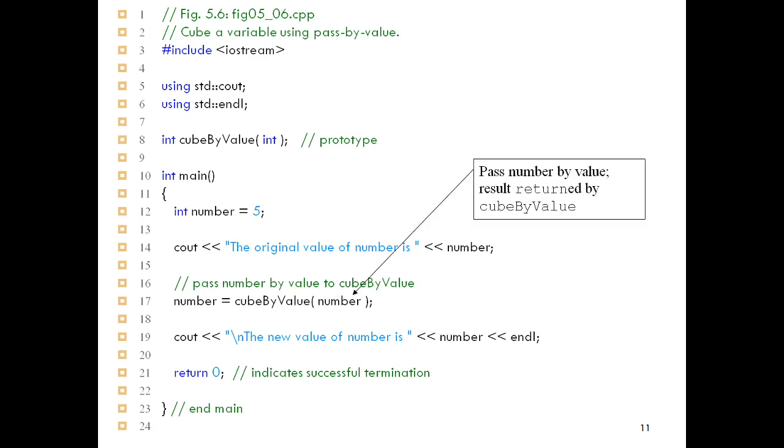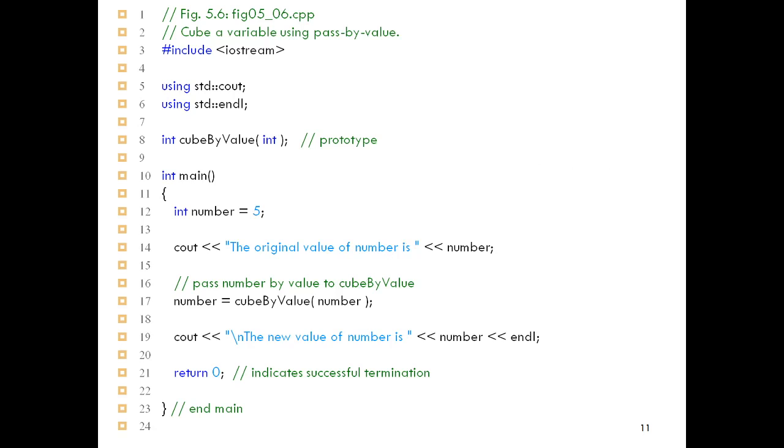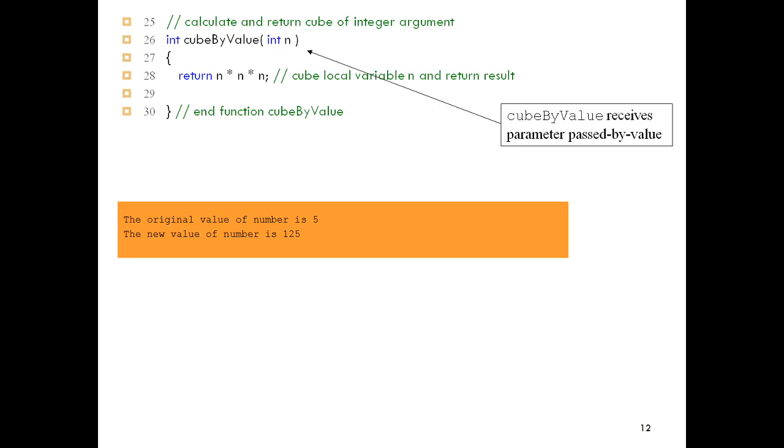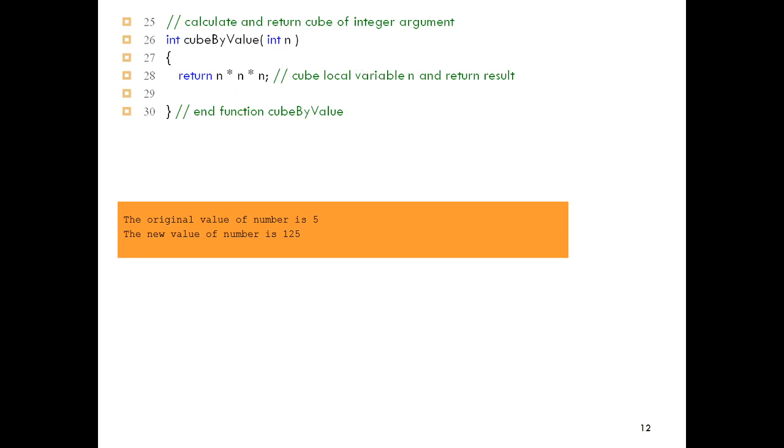Now we want to see what the function looks like, and this is sent to n. Then n is multiplied, it's a cube, which means height, width, and length are the same because it's a cube, so we just multiply and get the value. So this is called pass by value.